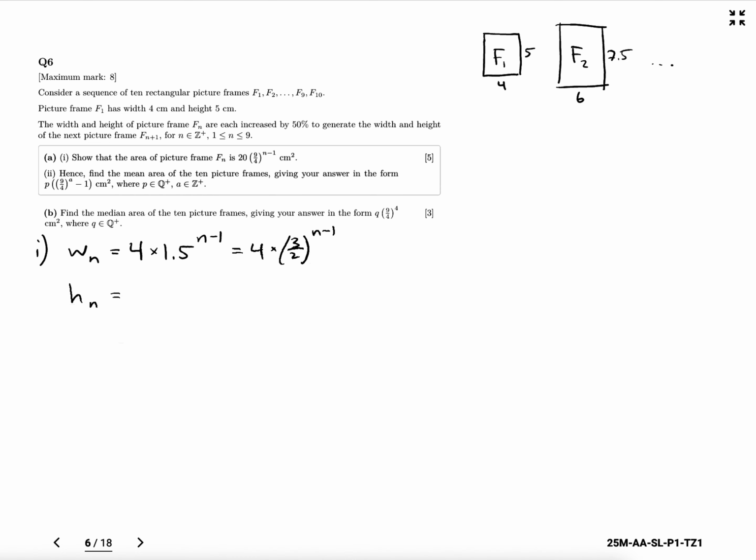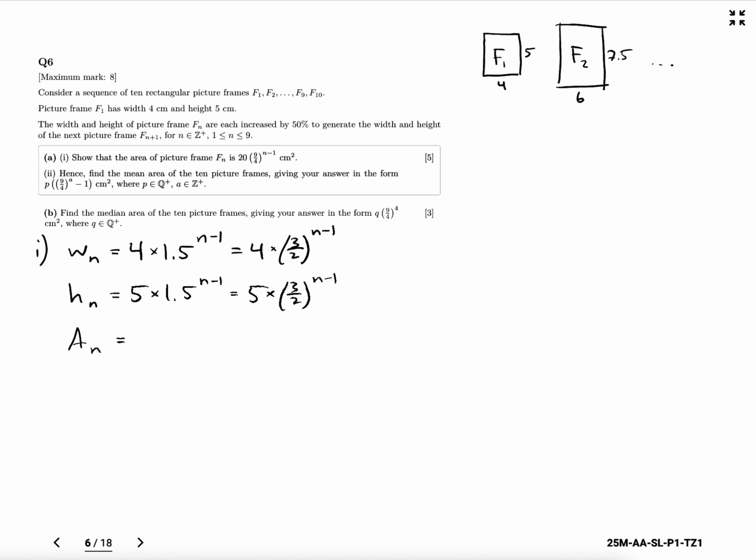And similarly, for the height, it's going to be 5 times 1.5 to the power of N minus 1, 3/2 to the power of N minus 1.